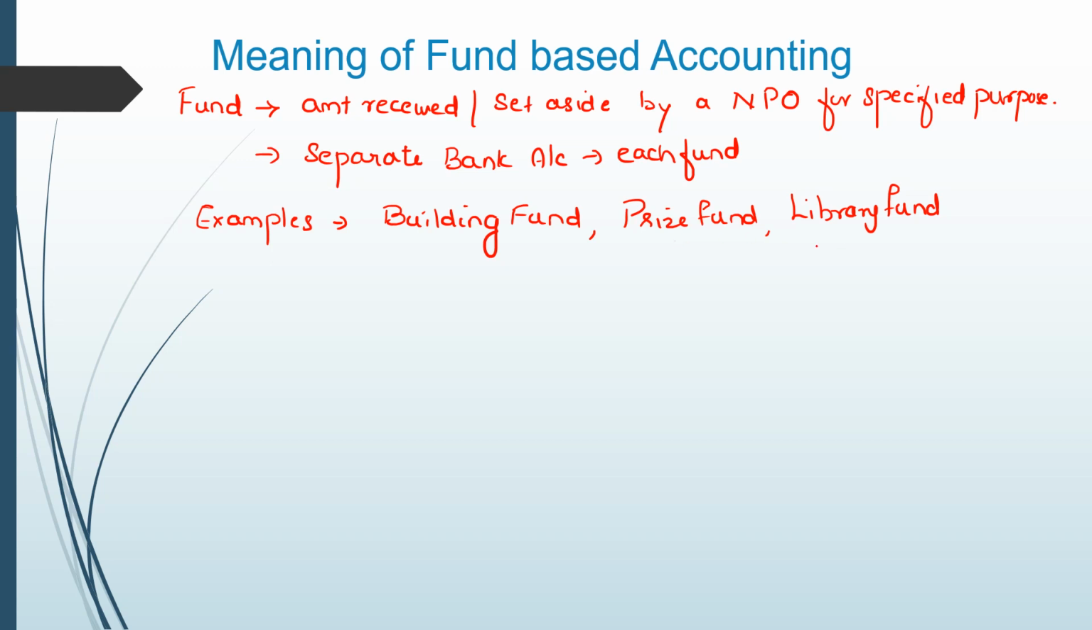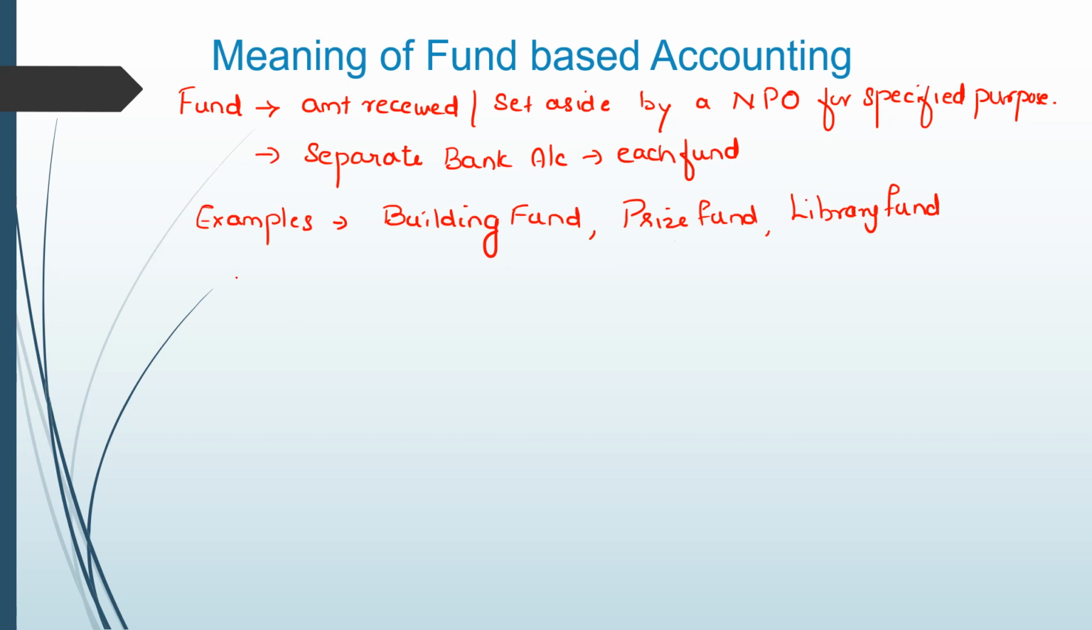Similarly, library fund. From the term you know that probably a library is being set up, and for that purpose the fund has been raised, and this fund would be utilized only for that specific purpose of setting up a library, whether it is a building, or for the purpose of purchasing books and setting up the library. So these are some examples of different types of funds that you would find in an NPO.